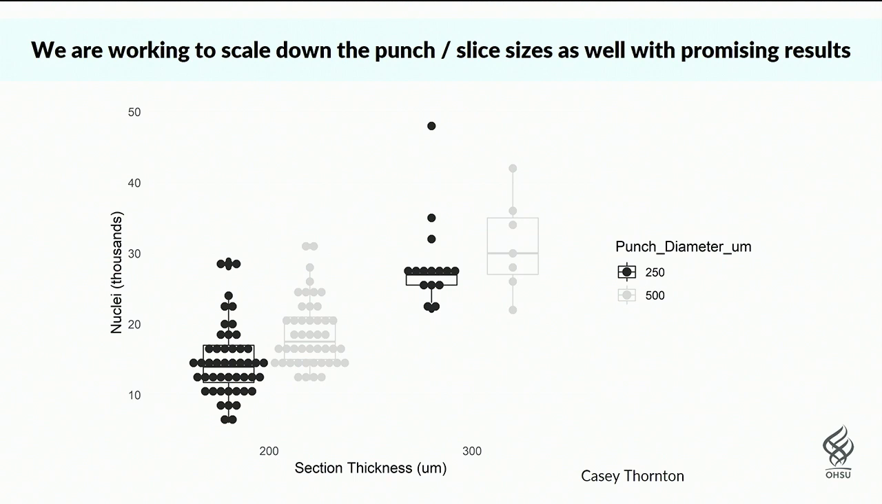The only commercially available punches only go down to 250 microns, so we're actually fabricating some that are 100 microns, because one of the things we found is we get better efficiency with smaller punches, so I think we can get higher and higher resolution.